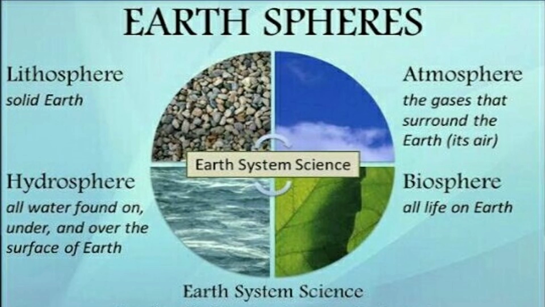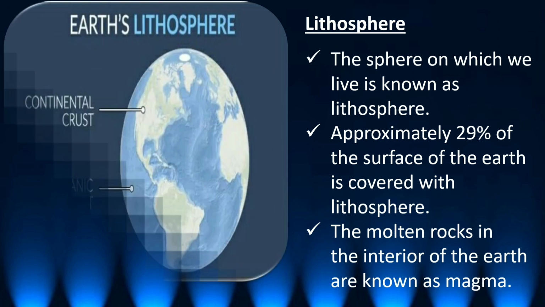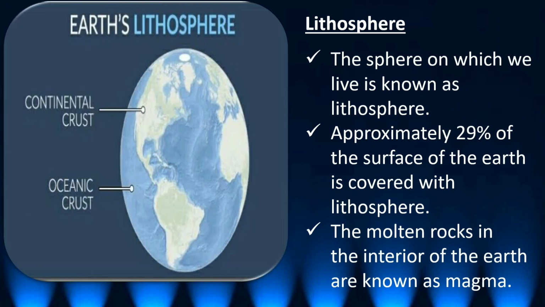The four main spheres of the earth are lithosphere, hydrosphere, atmosphere, and biosphere. The first sphere of the earth is lithosphere. The sphere on which we actually live is known as the lithosphere. Approximately 29% of the surface of the earth is covered with lithosphere. So, out of the total percentage, 29 percent is allotted to lithosphere.